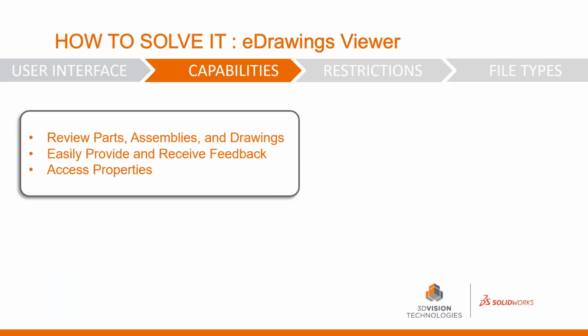So with eDrawings, we have the ability to review not just parts, but assemblies and drawings as well. Easily and quickly, we can provide as well as get feedback from customers, from management, and from other departments. And we have the ability to access not just the part and manipulate that, but to see different configurations, different drawing sheets, properties, material properties, and custom properties as well.